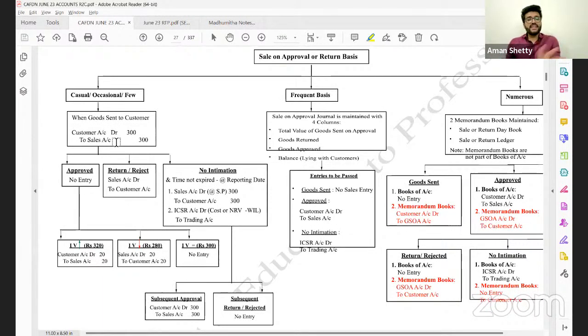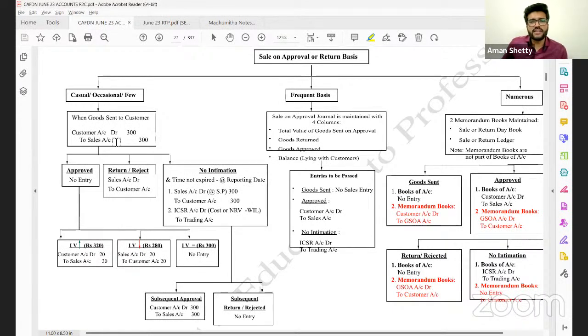Next, when it is returned or rejected, or because you have earlier recorded the sale, now you reverse the transaction: sales account debit to customer account. Is this understood? Sir, but first entry, it is a credit sale, no, sir. When it is approved, when we get cash, only that will be recorded, no, sir. That is not sale entry, no. Receipt entry is different, no. You are only talking about sale entry.